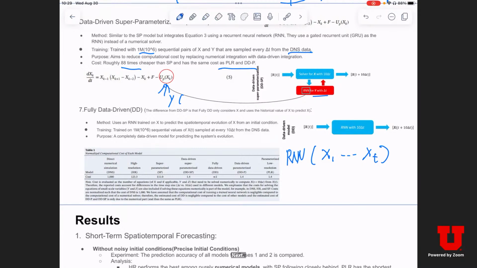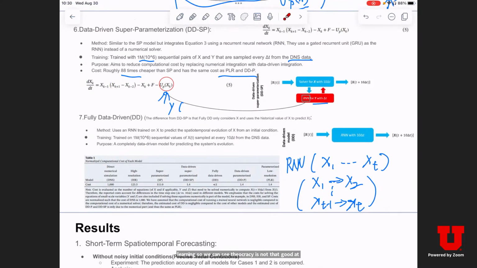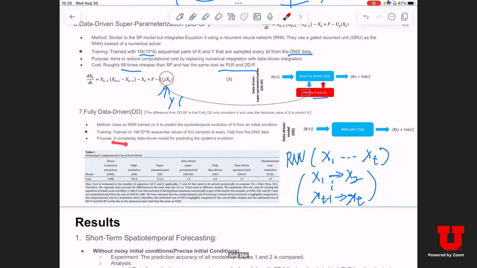So I only learn the mapping from X1 to the next time X2, and X_{t-1} to the next time X_t. So they are learning very roughly with machine learning, and we can see the accuracy is not as good as the previous models. They also use 1 million sequential values of X_t, and the purpose was a complete data-driven model for predicting the system evolution.